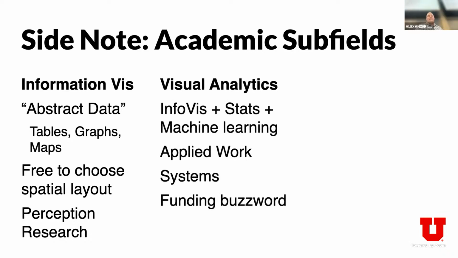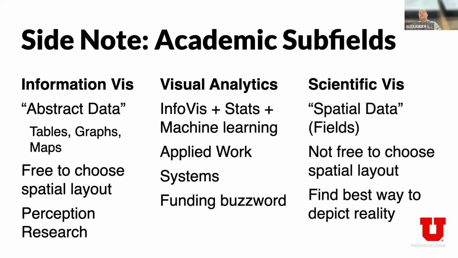Then we have visual analytics, which is this funding-driven term that is InfoVis plus statistics plus machine learning, which tends to be fairly applied, which tends to be about systems. And so that's in the middle here. And then on the far right, we have scientific viz, which is all about spatial data, the fields here.